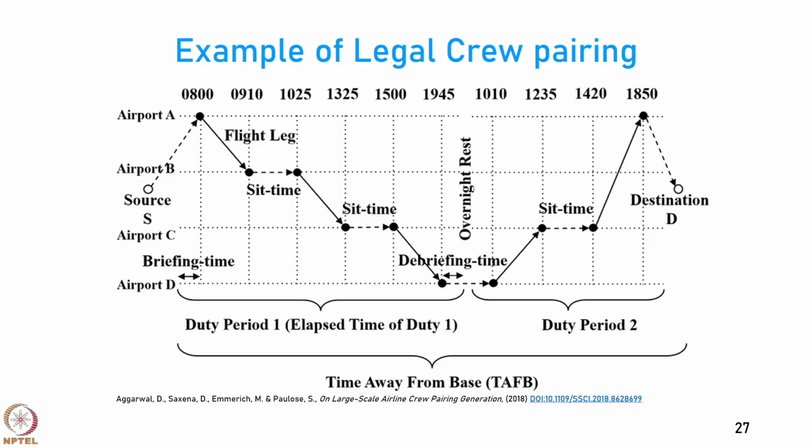Here is an example of output of a software for a legal crew pairing. It shows source S and destination D, which is the same place, and you can see there is a leg, then there is a sit time, then another leg, again sit time, another leg, and then rest.